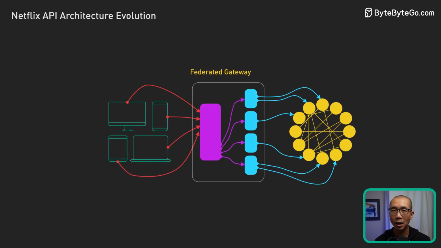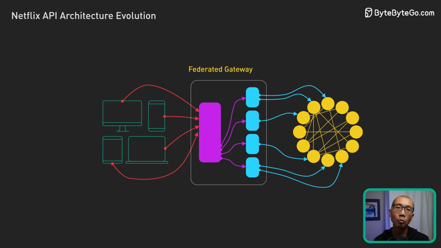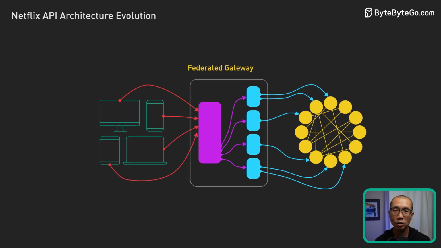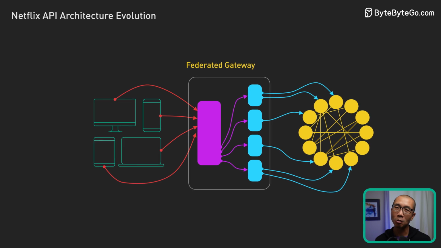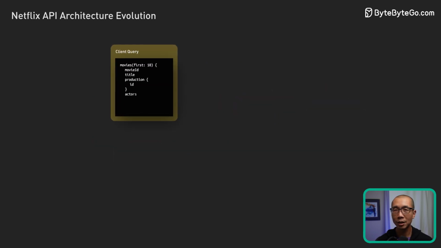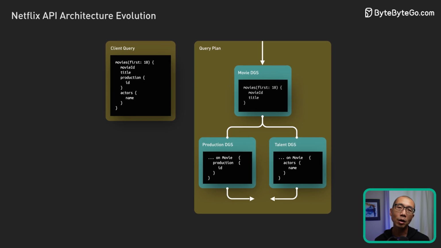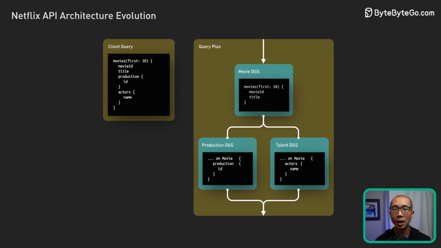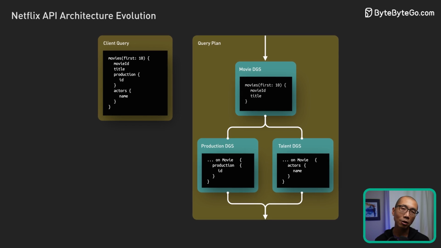This strategy allowed domain experts to manage their own part of the graph while providing a unified, efficient access point for various studio applications. GraphQL is the heart of the federated gateway. This powerful query language enables the UI to fetch exactly what it needs in a single round trip, even when the user is far away from the data center.